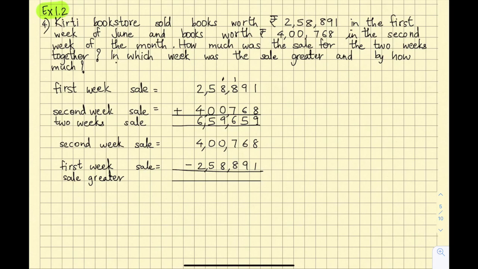8 minus 1 gives you 7. 6 minus 9 you can't do, so you need to borrow. 7 becomes 6 and 6 becomes 16. Minus 9 will give you 7. 6 minus 8 you can't do. You can't borrow from these both zeros, because these both are empty, so we go to 4. 4 becomes 3. This becomes 10.